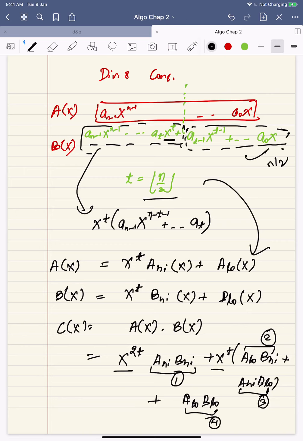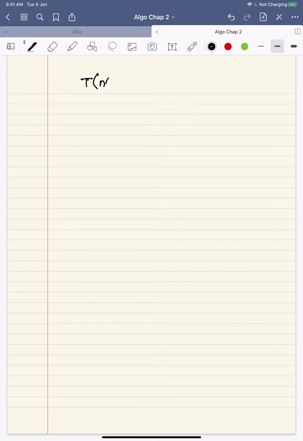So how much time will combining and addition take? So addition all will take order n time, because there are only n coefficients. You will add those n coefficients. So I can write the complexity T(n) as 4 subproblems of size n by 2 each plus order n time. Now how do I solve for this? Okay, so let's use something called the Master's theorem.